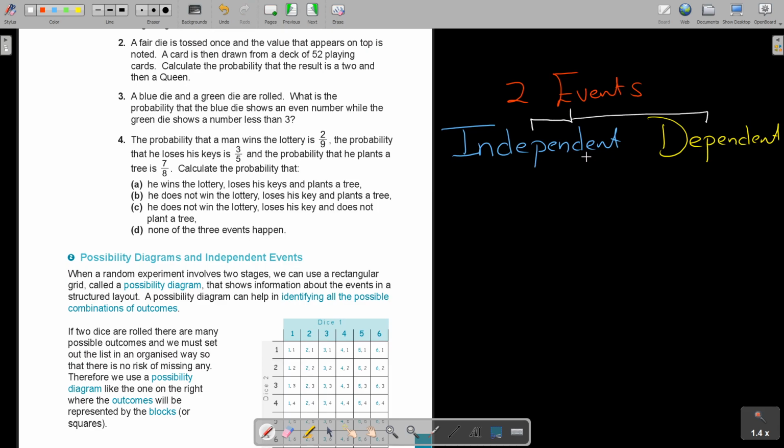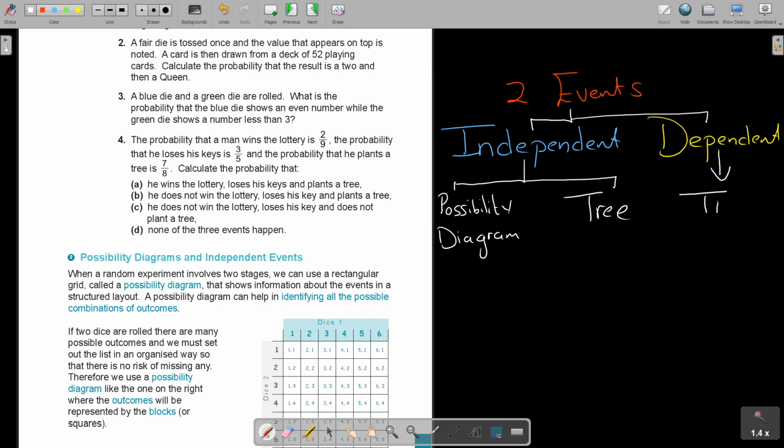Now, if it's independent, I can do it in 2 ways. One of the ways is I make a possibility diagram. And the other, I make a tree diagram. But for dependent, I just make a tree diagram. Please remember that. I will show you how to work on the trees, and it works a little bit differently. But this is just a possibility.